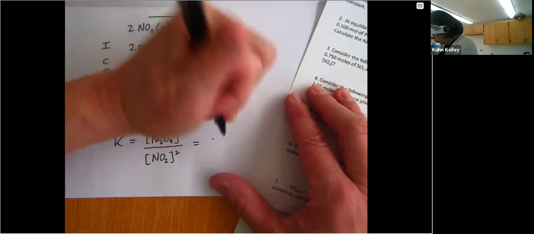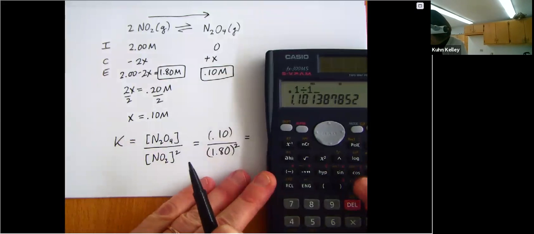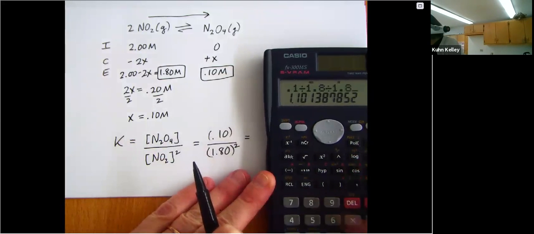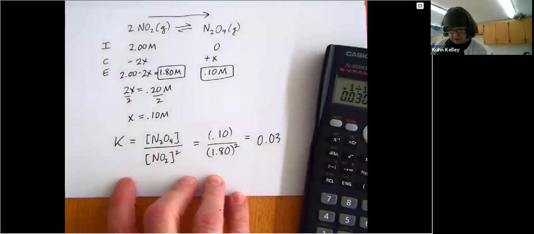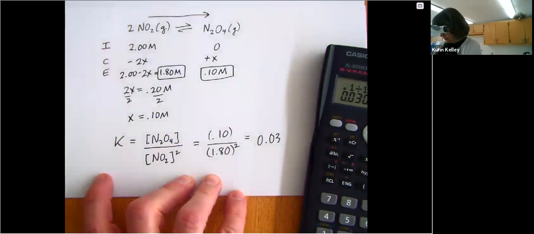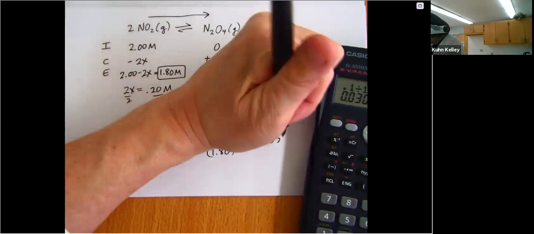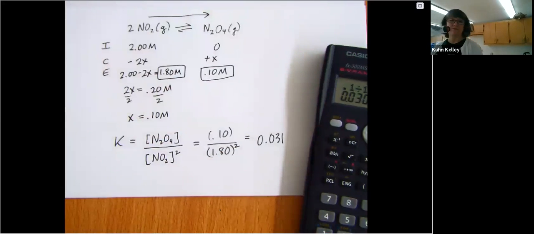So 0.10 divided by 1.80 squared. And when I put that in the calculator, 0.1 divided by 1.8 divided by 1.8 is 0.03. Let's see, how many sig figs do I have in this problem? Looks like I have really just 2, so I'm going to say 0.031.